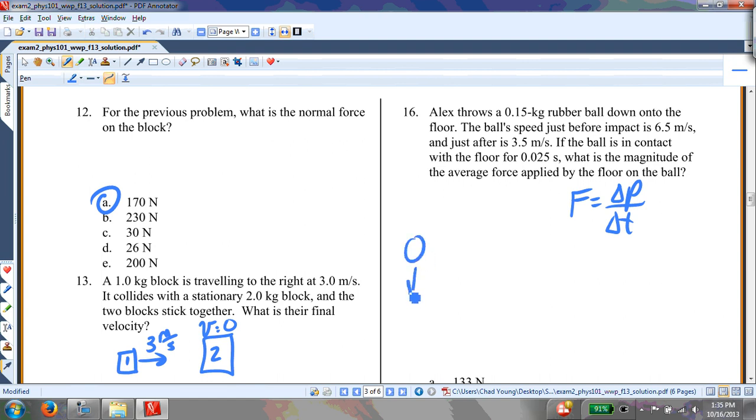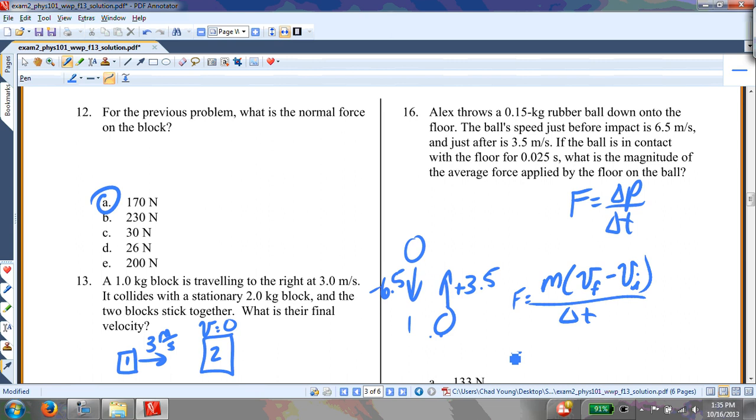So I have this ball. It's traveling downward at negative 6.5. And then it comes up and it bounces back upward at positive 3.5. So to find my force, I first find my change in momentum, which is going to be the mass times Vf minus Vi over delta T.